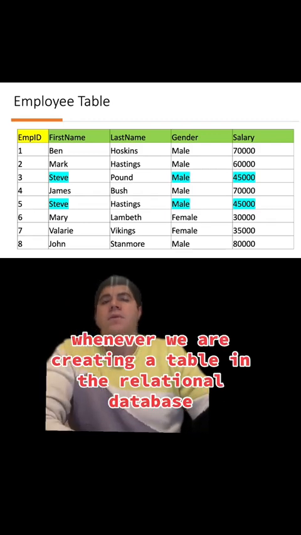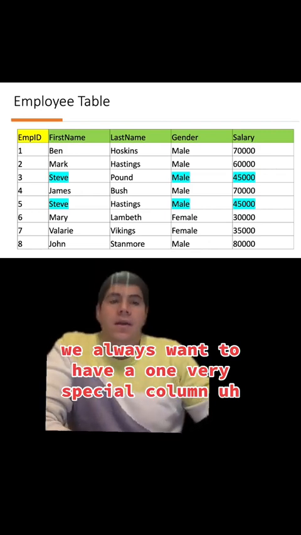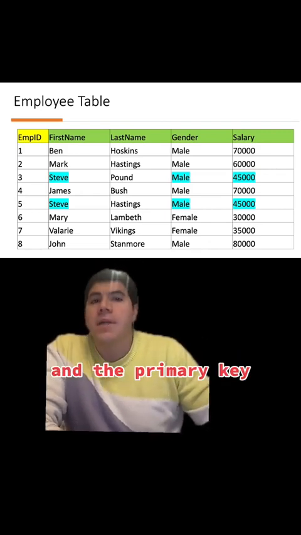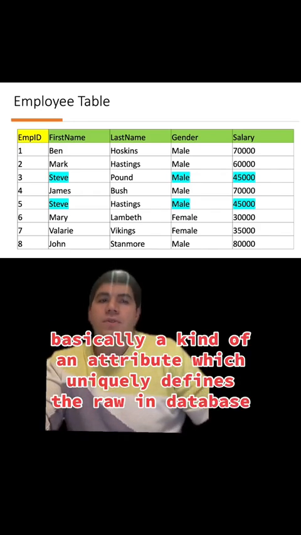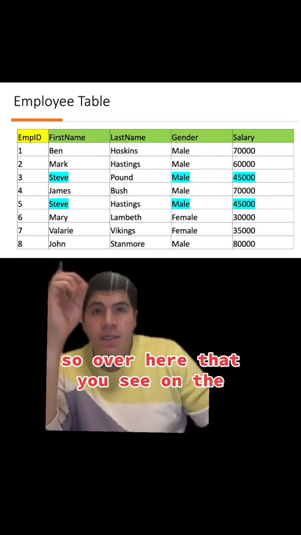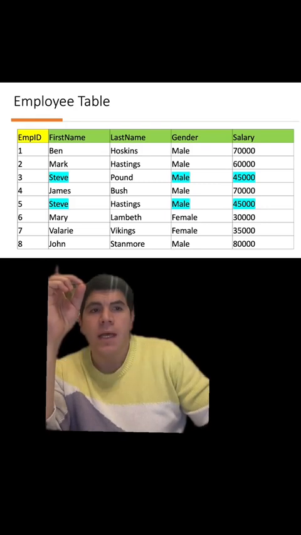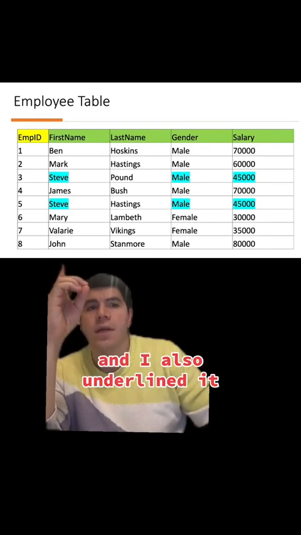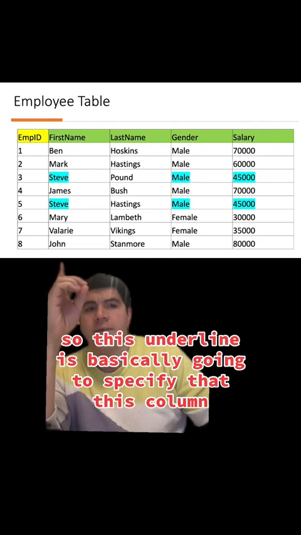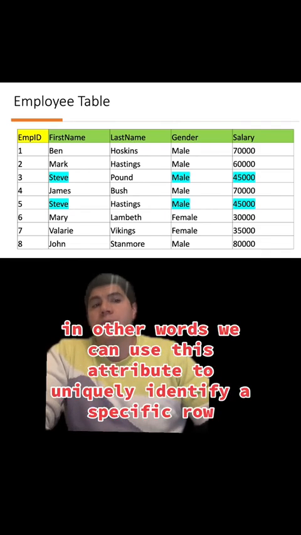Whenever we are creating a table in a relational database, we always want to have one very special column, which is called the primary key. The primary key is basically an attribute which uniquely defines the row in the database. So over here on the left side, we have the employee ID, which is EMP ID. Notice that I colored this one in yellow, and I also underlined it. This underline specifies that this column, or this attribute of the employee, is going to be the primary key. In other words, we can use this attribute to uniquely identify a specific row.